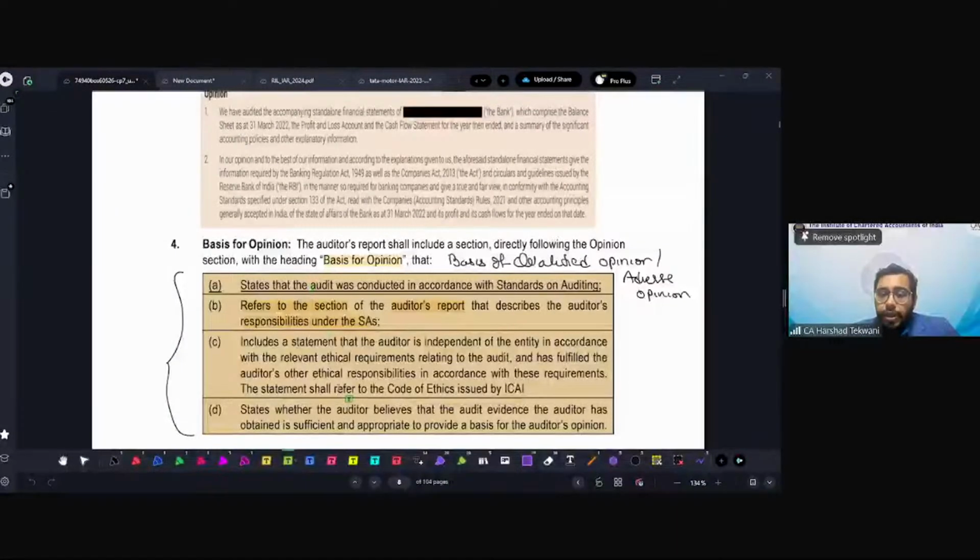Then comes include a statement on independence of the auditor, that you are independent of the entity, that you have complied with the ethical requirements, you have fulfilled other ethical requirements, and you should refer to the code of ethics by ICAI. That is something requirement of the standard again. So mention that auditor is independent, ethical requirements have been fulfilled, other ethical requirements that are there you have fulfilled that also, and refer to the code of ethics of ICAI.